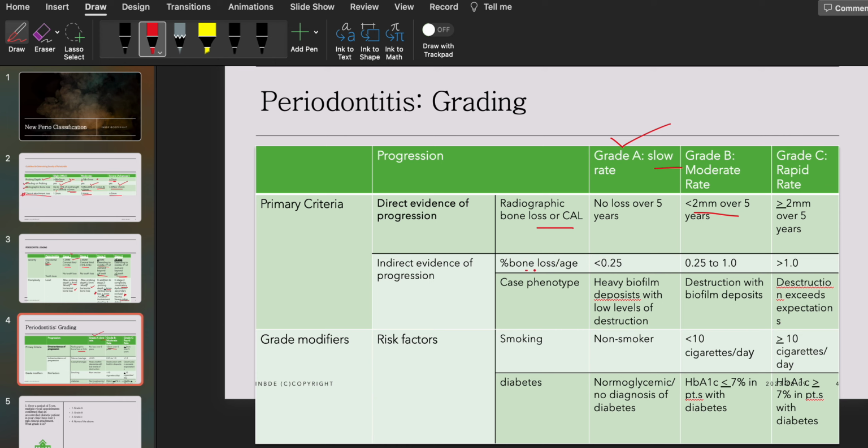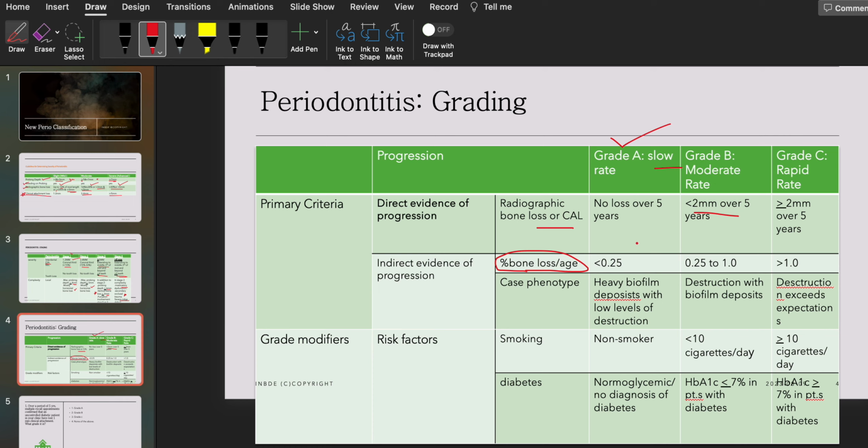So what does this mean? Why did I mark this as percentage of bone loss? Sometimes in the question, I don't think I've ever encountered that question in INBD, but especially for the Canadian boards, if they ever want to make the question complicated, they might give you the amount of bone loss and the age of the patient. So how do you calculate that percentage?